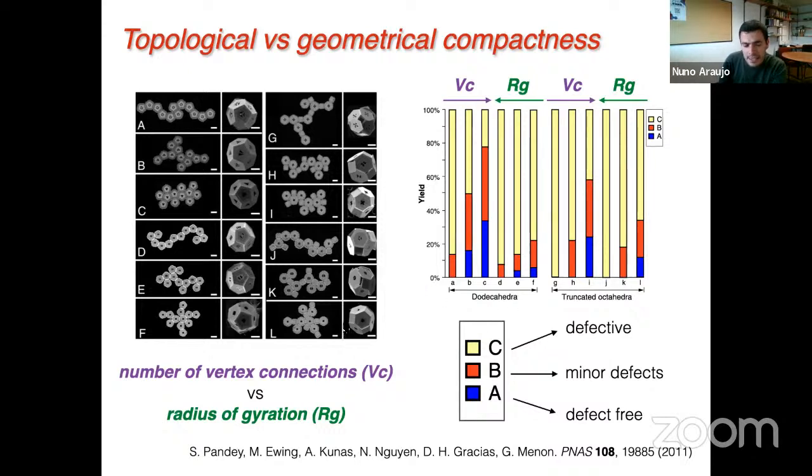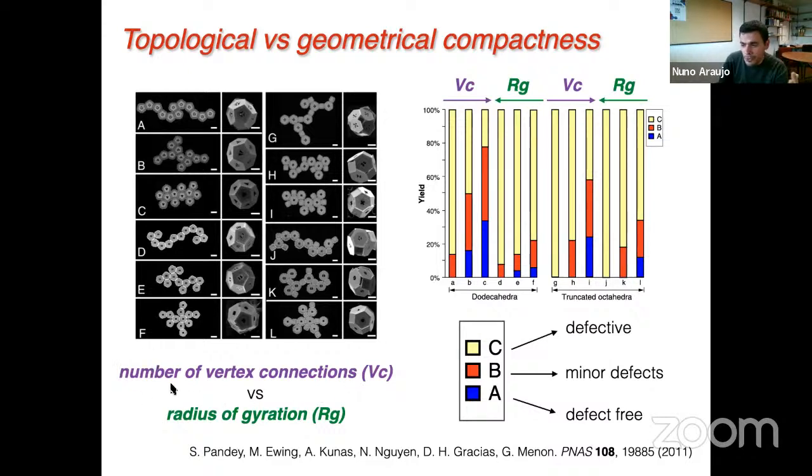So you can clearly see that both criteria lead to an increase in the fraction of configurations that are defect-free. So it's a good criterion to identify nets that will fold in a more efficient way. But you see that the number of vertex connections is more efficient as a criterion than looking into the radius of gyration.